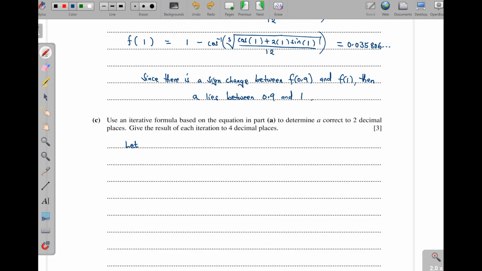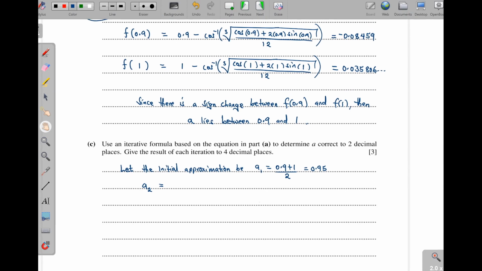So we are going to have, let the initial approximation be, let's say A1 is going to be equal to 0.9 plus 1 divided by 2. This one has to be 0.95. Then what will be our A2? You show the substitution of this one here.